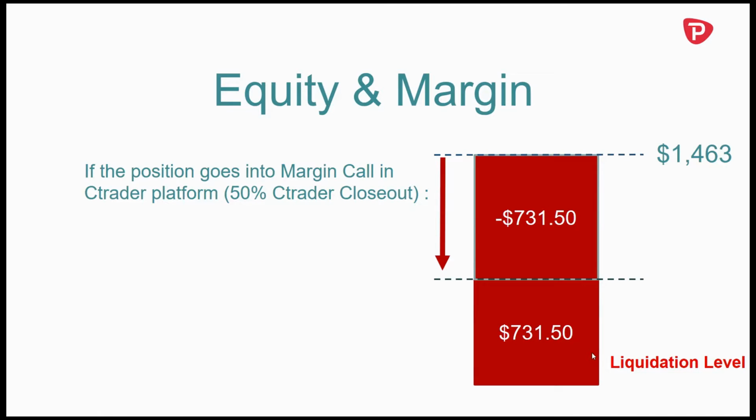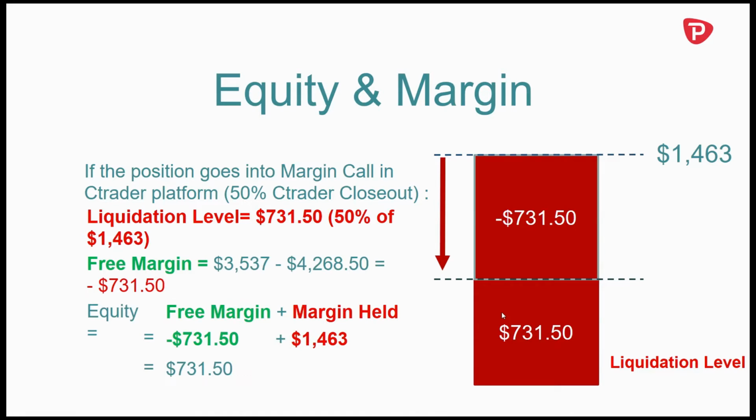So let's take a look at how this looks in the C-Trader platform. Here on the right hand side we have the $1,463, which represents the margin held. You can also see that this time, if the position goes a further $731.50 against us into our margin held, this will trigger the C-Trader closeout or liquidation level within our account. This is calculated by taking 50% of the amount off the $1,463, and then we should be left with, at the next price, approximately $731.50 in this example. You can see the calculations to how this is worked out on the left-hand side here.